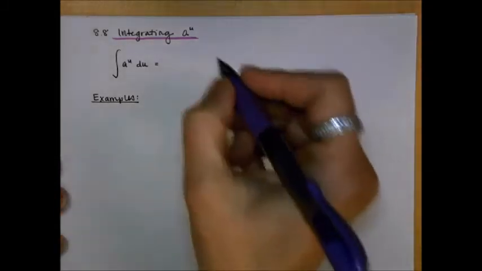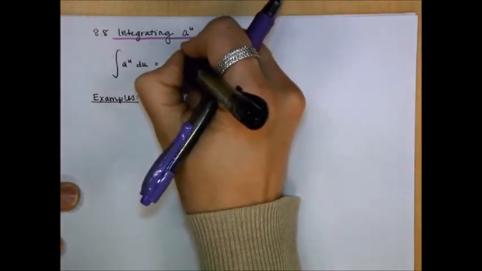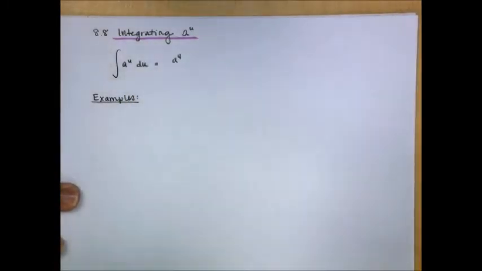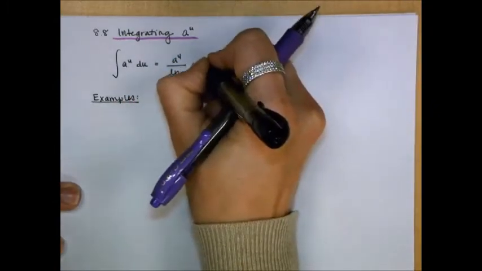So in 8.7, we took the derivative of a to the u, which was a to the u times the natural log of a times du dx. That chain rule is always in there. When we integrate, instead of multiplying by the natural log of a, we'll divide it out. So that should seem familiar. So this is a to the u divided by the natural log of a plus c.